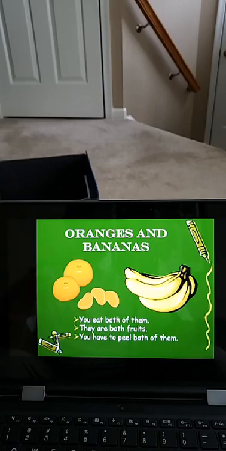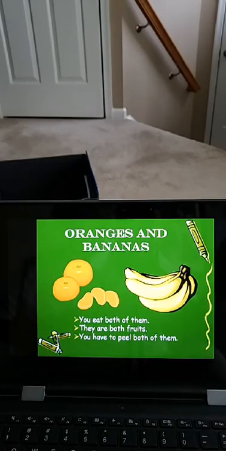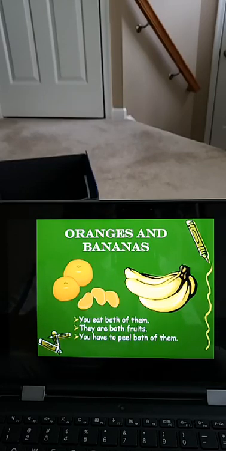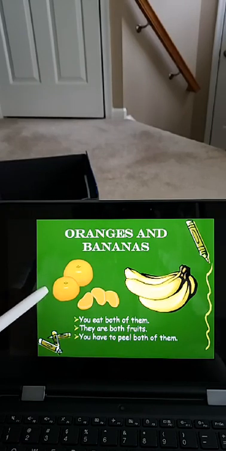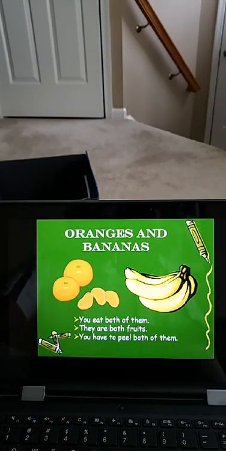Okay? Oranges and bananas, they are both fruits. An orange is a fruit, a banana is a fruit. That's how they're alike. And how they compare is you have to peel both of them. You peel the outer layer of the orange, you peel the banana. So that's how oranges and bananas compare, how they are alike, how they are similar.